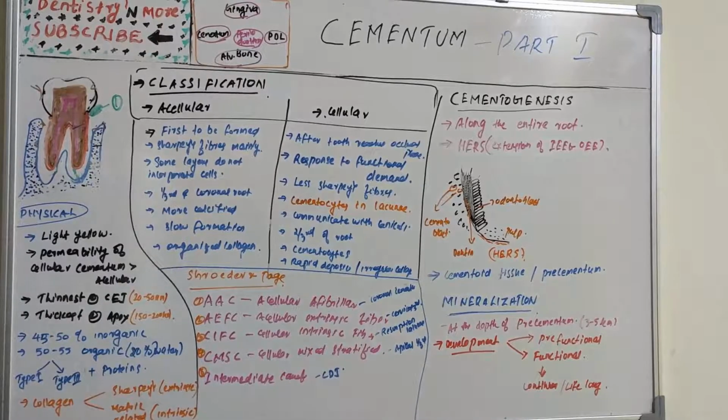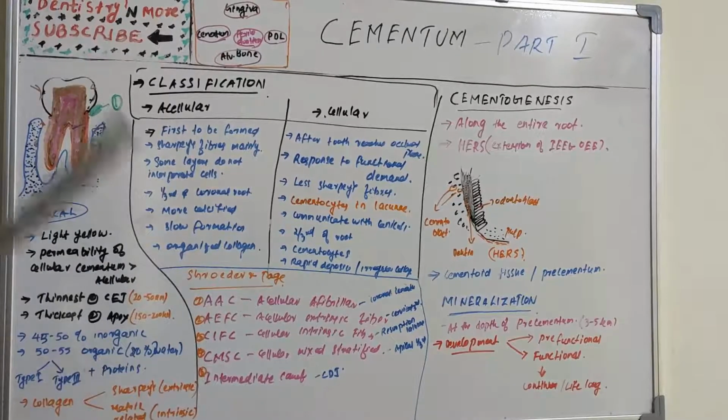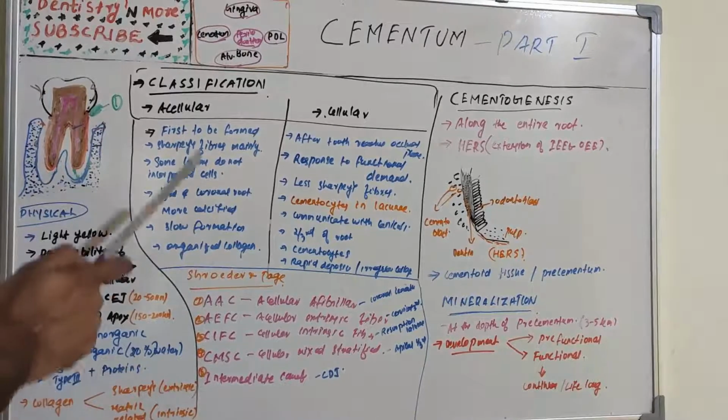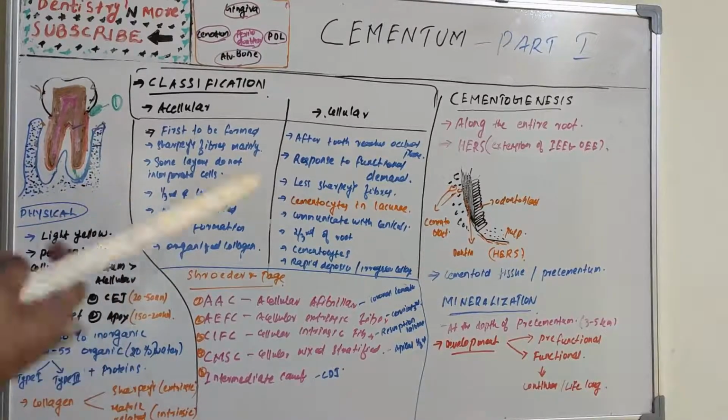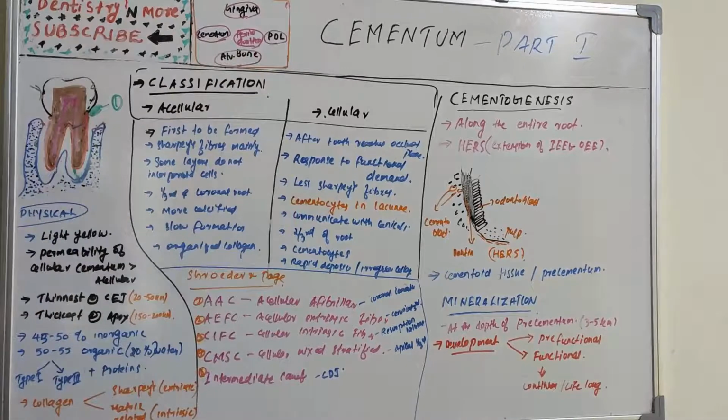So what are the physical properties of cementum? The hardness is comparatively lesser than dentine. It is light yellow in color, lacks luster, and is lighter in color than dentine. However, it may not be distinguished on the basis of color alone. The permeability of cellular cementum is greater than that of acellular cementum. We'll see in detail about these two.